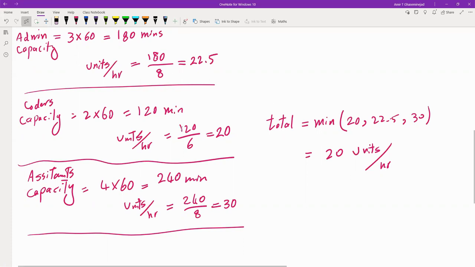100%. And others will have some capacity cushion, because the admin can take care of 22.5. We are giving them 20 units per hour. So even when the coders are working at their 100% utilization, because they are the bottleneck, admin will have some capacity cushion and assistants too. So maybe another question can ask you, if they are doing their maximum capacity of work, which is 20 units per hour, what will be at that time the utilization of assistants and so forth? Which would be another nice question, but you know how to answer that.